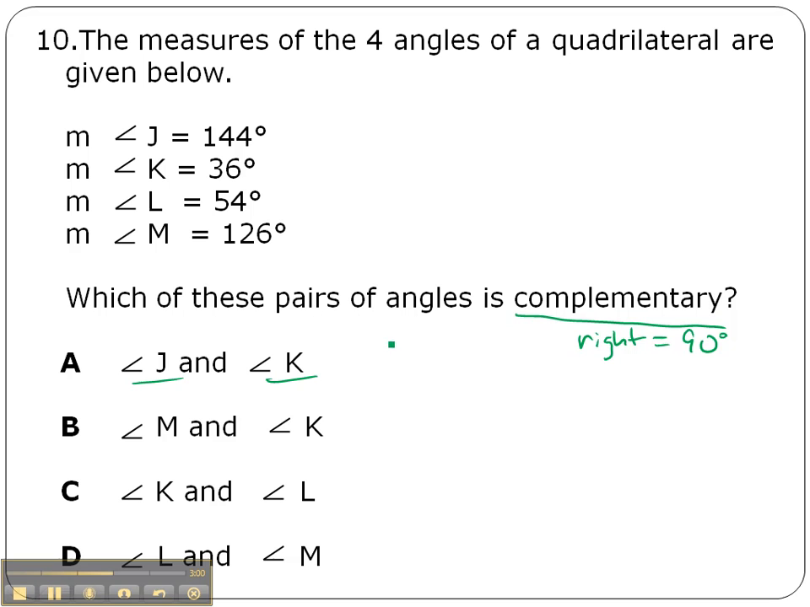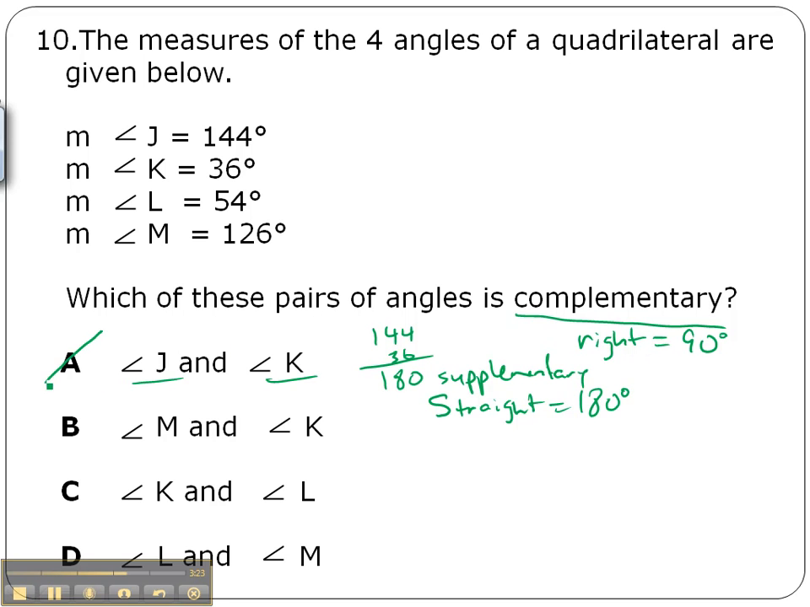J and K, angle J and K. Well, J is 144 and K is 36. So if you add those, you get 180. Those 2 angles would be supplementary, not complementary. And remember, the way to remember supplementary starts with an S, and so does straight angle. And a straight angle is 180 degrees.